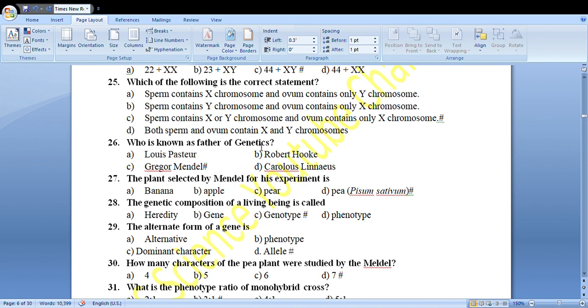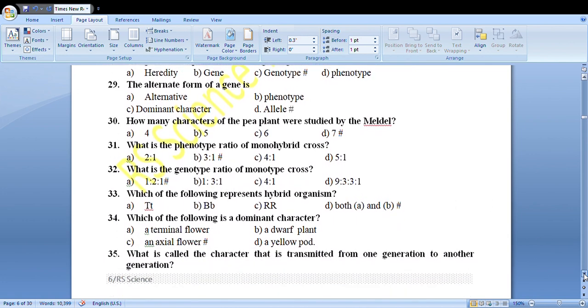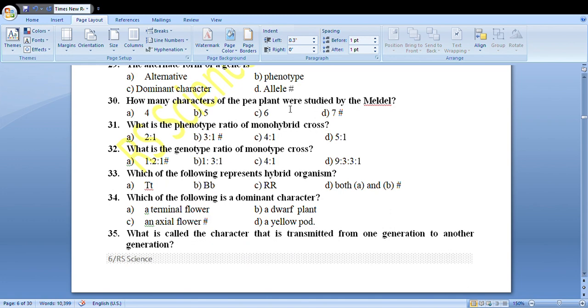Who is known as the father of genetics? Obviously Gregor Mendel. The plant selected by Mendel for his experiment is the pea plant, Pisum sativum. The genetic composition of a living being is called genotype. The alternative form of a gene is called allele. How many characters of the pea plant were studied by Mendel? Seven pairs of contrasting characters were studied by Mendel.